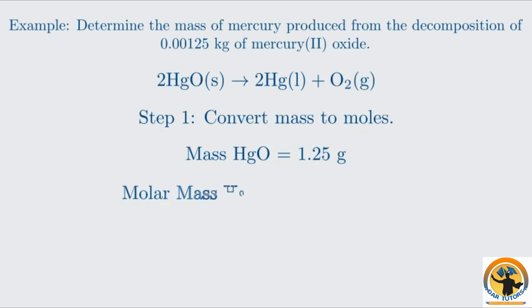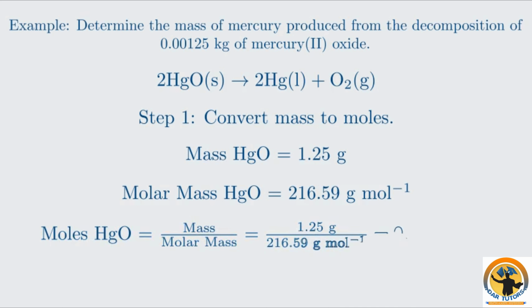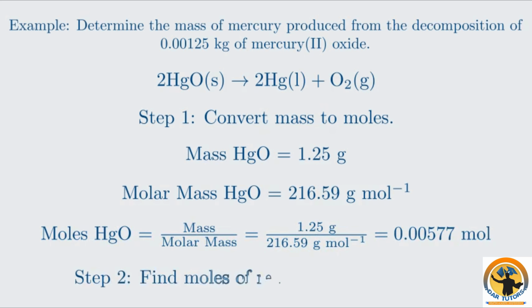0.01225 kilograms is 1.25 grams. Then calculate the molar mass of mercury 2 oxide, which is 216.59 grams per mole. Now we find the moles of HgO by dividing the mass by the molar mass. 1.25 divided by 216.59 equals 0.00577 moles of HgO.